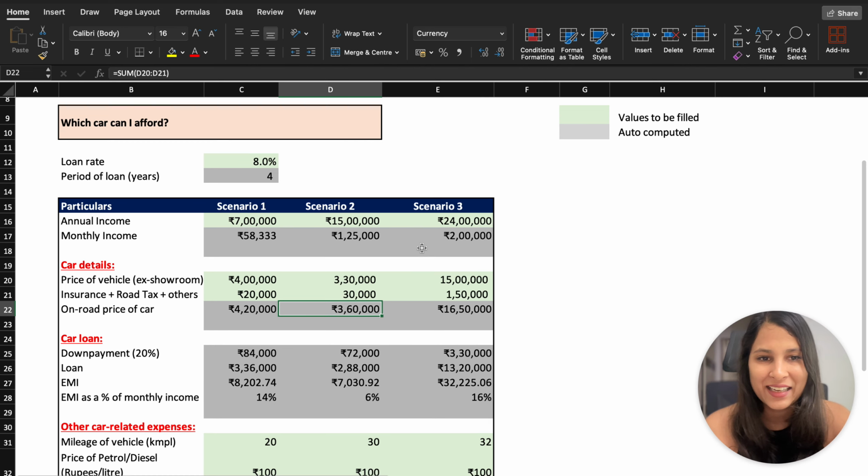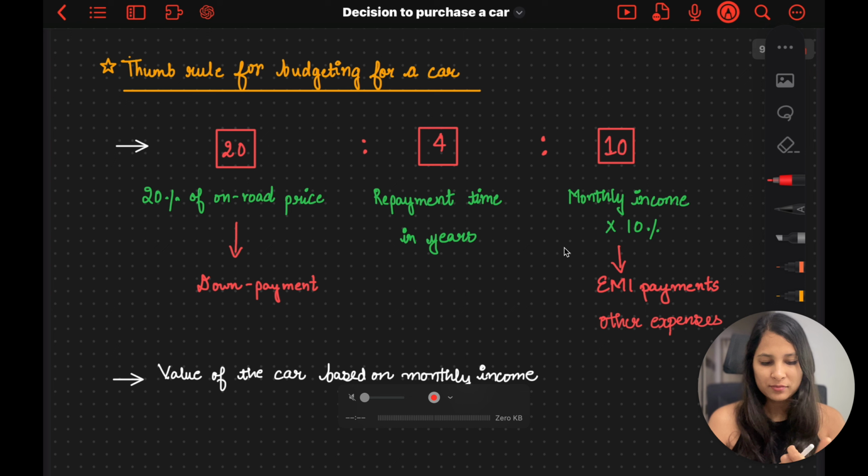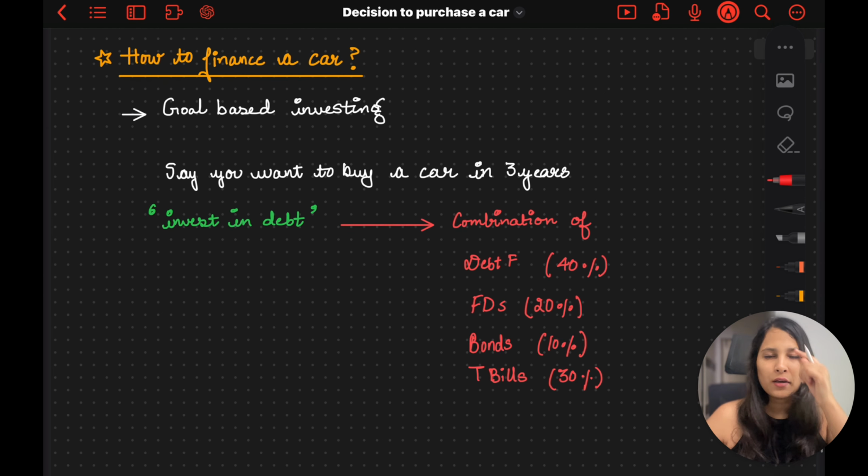Okay, great. Now let's move on. So till now we have understood how to decide whether you can afford a car or not. We covered the thumb rule of 20/4/10 and we saw a financial tracker about it, right? Now the tracker has said you can buy a car. Good. But how can you finance the car? Where will you get money for the car, right?